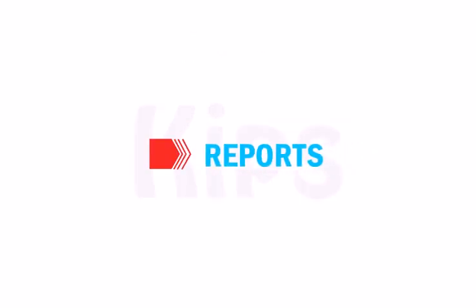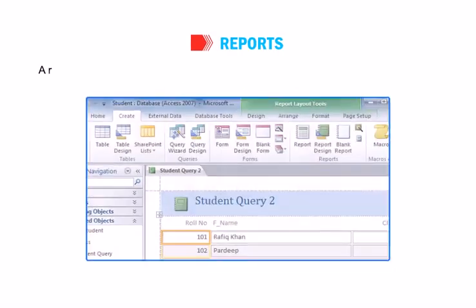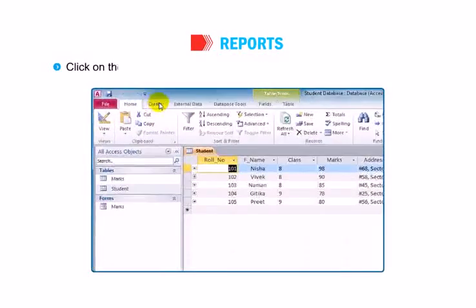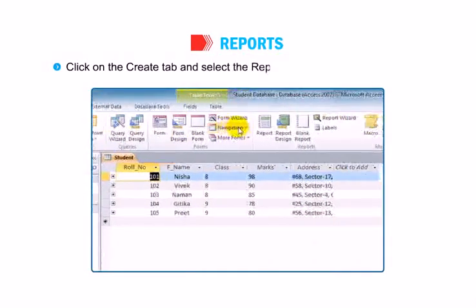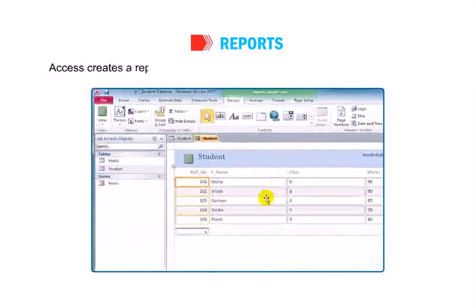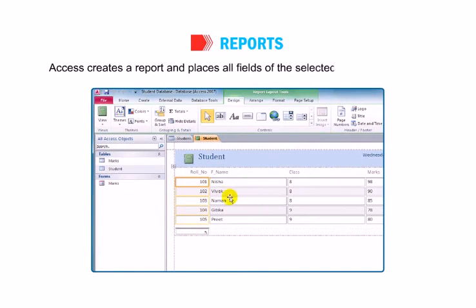Hey students, now let us learn about reports. A report is an effective way to organize and summarize data for viewing or printing. A report can be created exactly in the same way as we have created a form. Click on the Create tab and select the Report option in the Reports group. Access creates a report and places all fields of the selected table in the report.